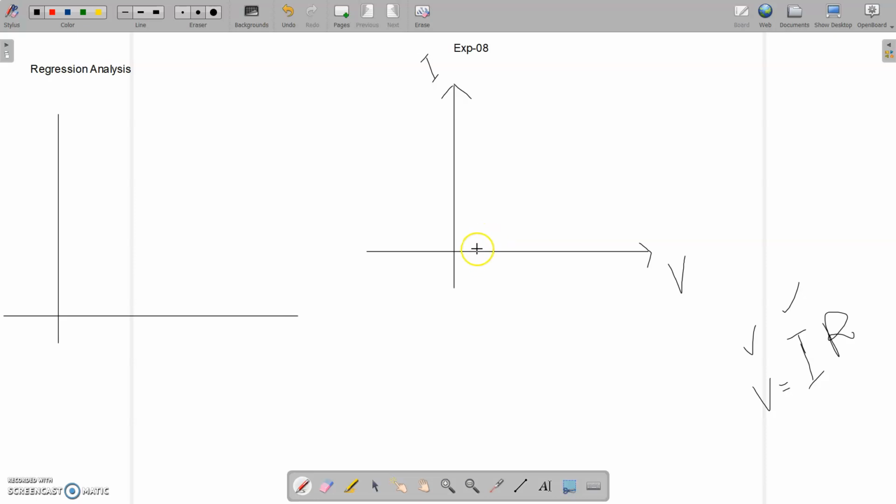Say for example this is 1, 2, 3, 4, 5, and this is 2, 4, 6, 8 and 10. Now let's put the values in the graph. For 2 volt the current was like this, for 4 volt like this, for 6 volt like this, for 8 volt like this, and for 10 volt like this. So these are the points that you get.